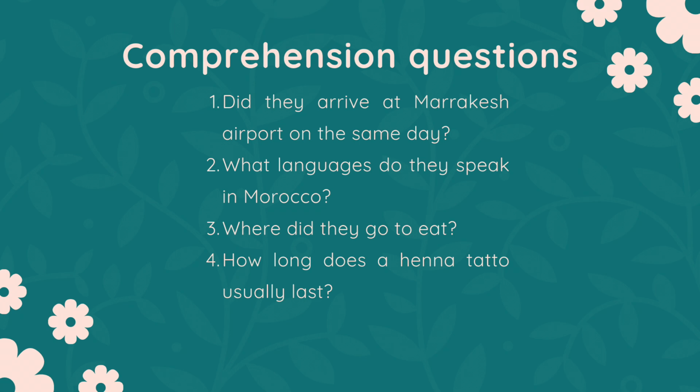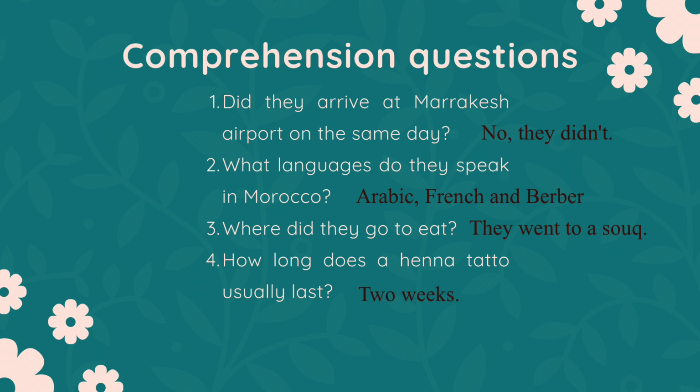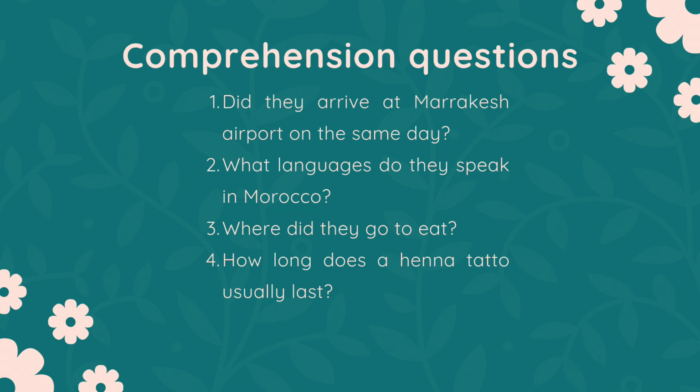First question, did they arrive at Marrakech airport on the same day? The answer is no, they didn't. Number 2, what languages do they speak in Morocco? Correct, Arabic, French, and Berber. Alright, so number 3, where did Emily and Amanda go to eat? Yes, they went to a souk. And the last question, how long does a henna tattoo usually last? Yes, that's the answer. The answer is 2 weeks. Congratulations on your answer. So now let us proceed with the next exercise.